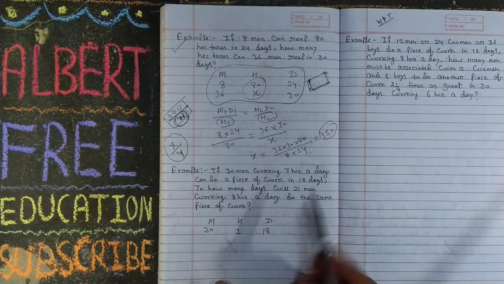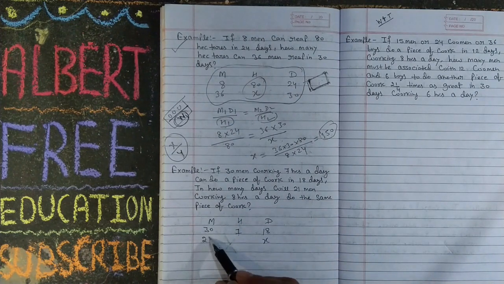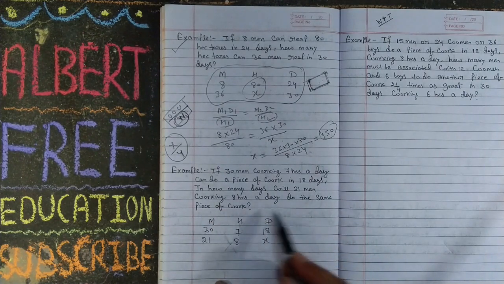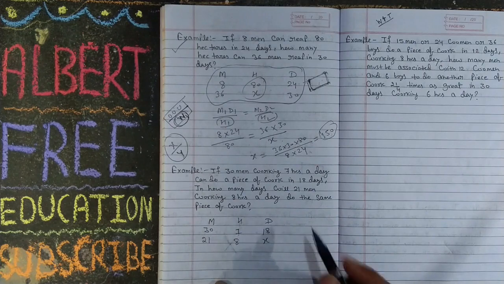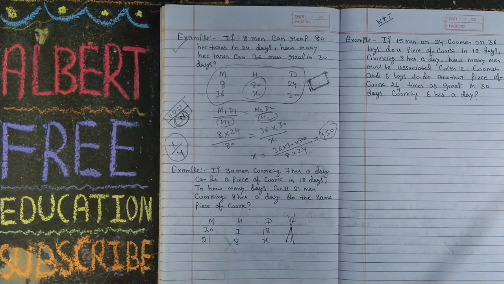In how many days will 21 men, working 8 hours a day, do the same piece of work? The work is the same, so we are not writing it. This is also very simple. Now this is M, this is H, and this is D.